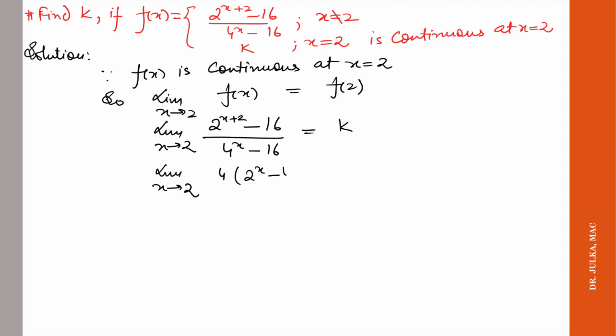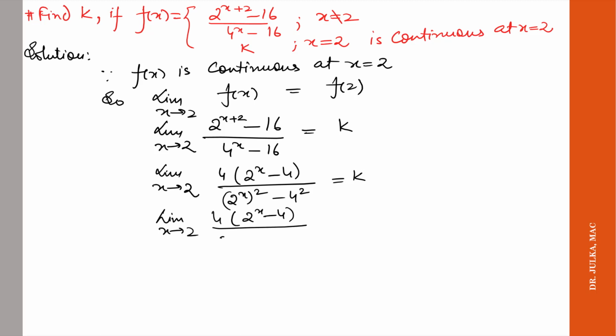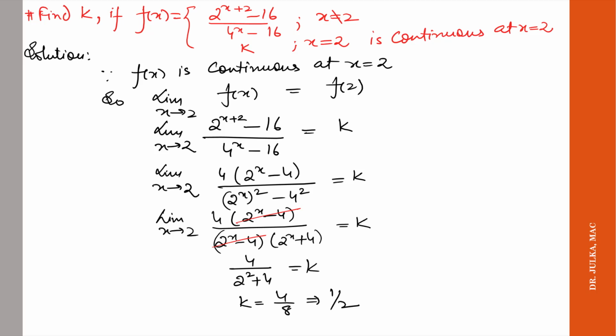In the numerator we'll take 4 common and we'll get 4 in bracket 2 raised to the power x minus 4, and in the denominator we'll make factors and we will get 2 raised to the power x minus 4, the whole multiplied by 2 raised to the power x plus 4. And now after calculation we'll get the value of k as 4 upon 8, which equals 1 by 2.